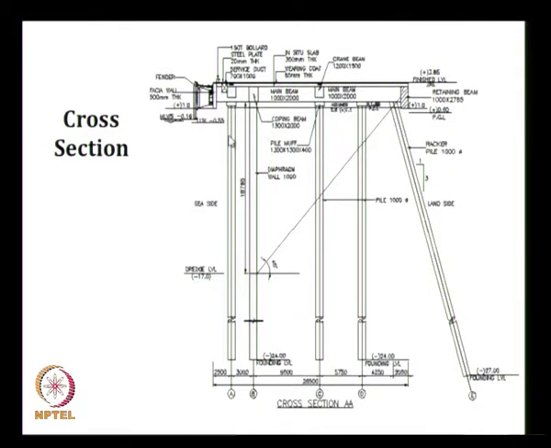The minimum distance that can be there between one pile and another pile is 3 times the diameter of the pile. Suppose the diameter is 1 meter, the center to center distance between this point and this point shall be not less than 3 into 1 meter, that is 3 meters.